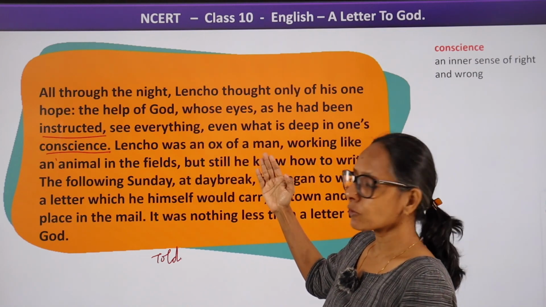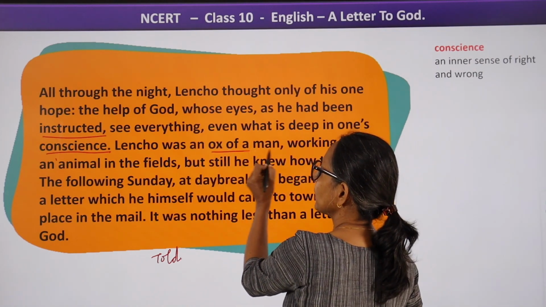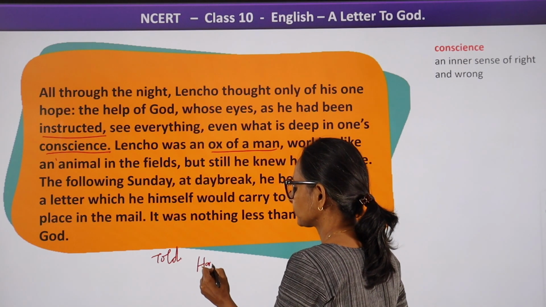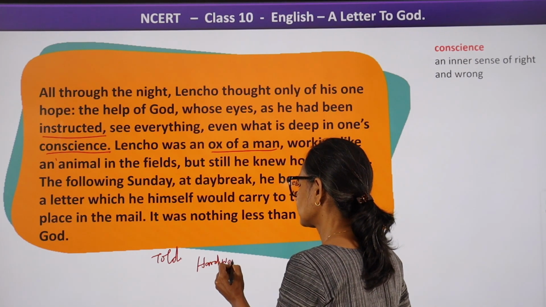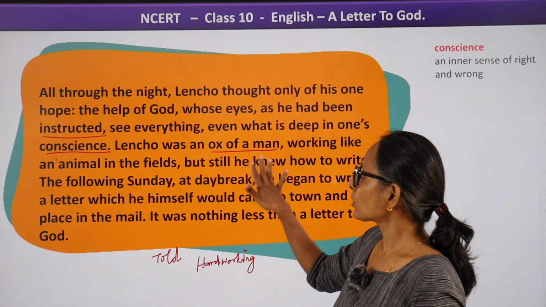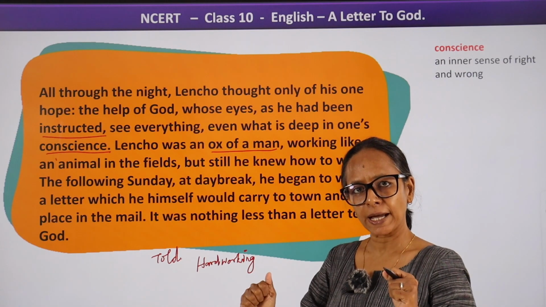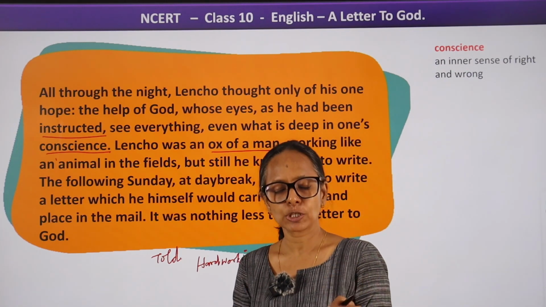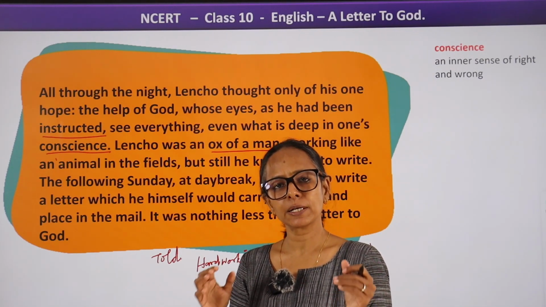Lencho was an ox of a man. What does ox of a man mean? He is like an ox. He is very hardworking. He is a strong man. He works like an ox is what it means. That actually means he is a very, very hardworking, strong man.